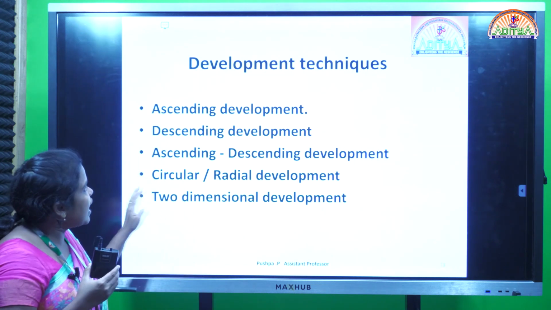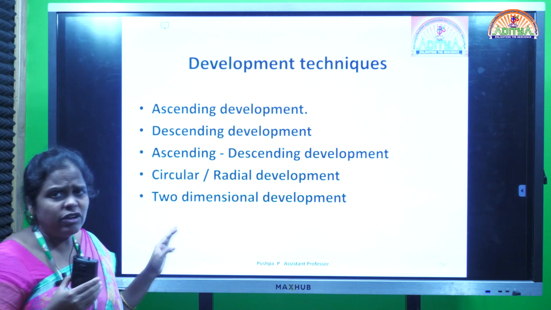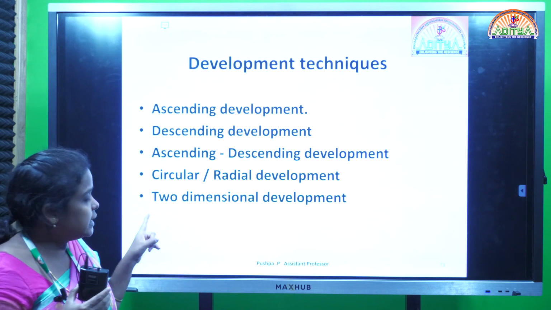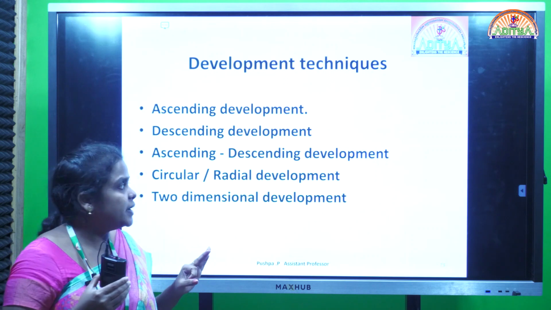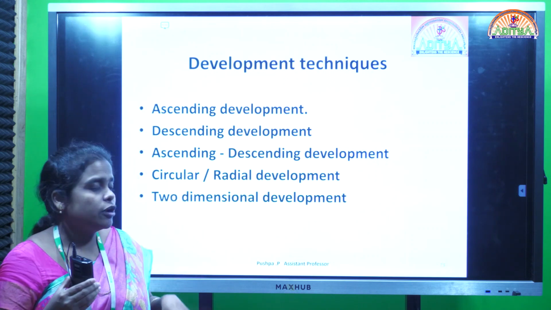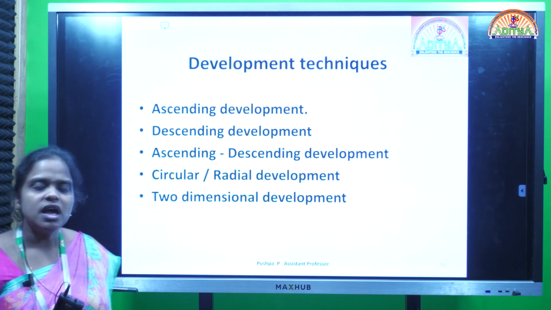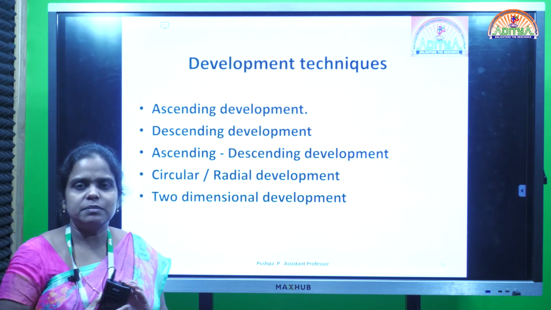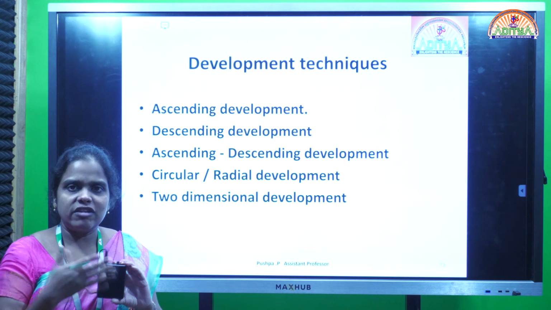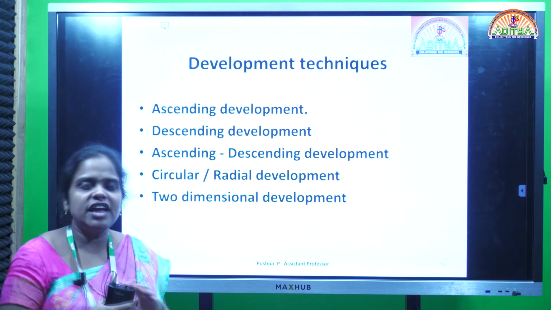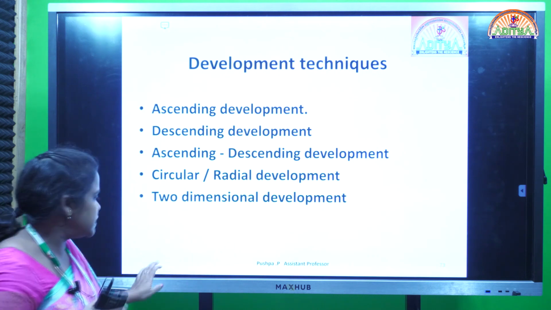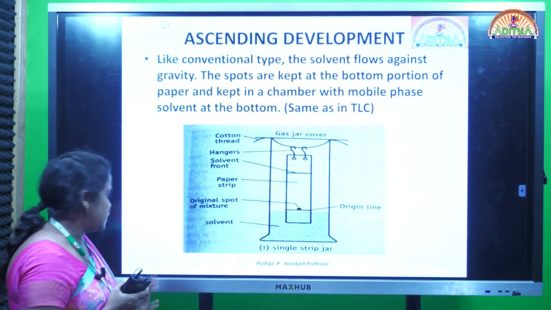There are 5 types of development techniques: ascending development, descending development, ascending and descending development, circular or radial development, and 2-dimensional development. That means whatever sample is developing or eluting, it will happen in any of these 5 types. You can easily understand by seeing the diagrams.